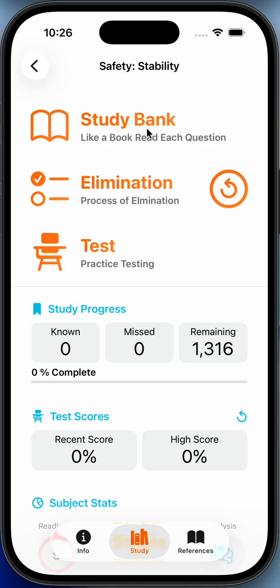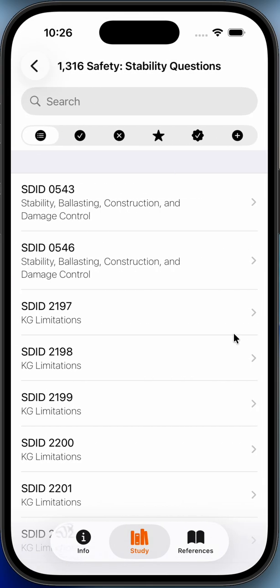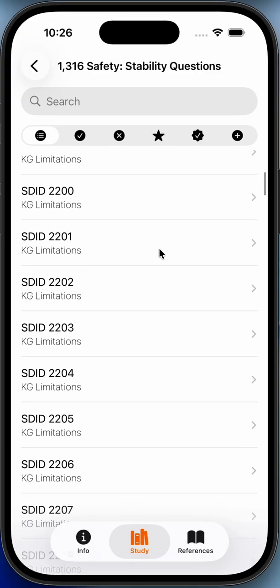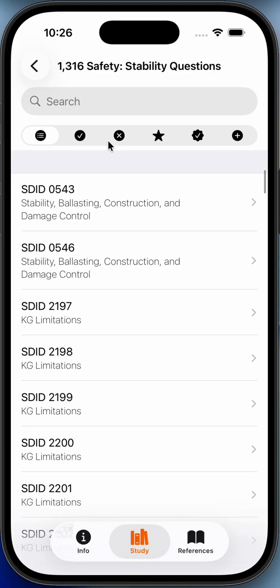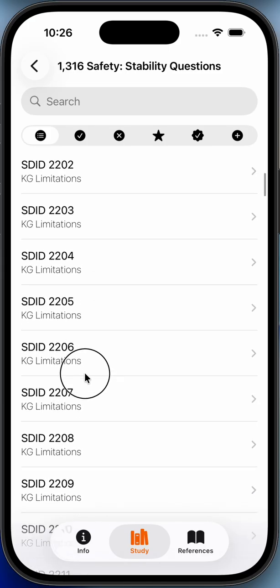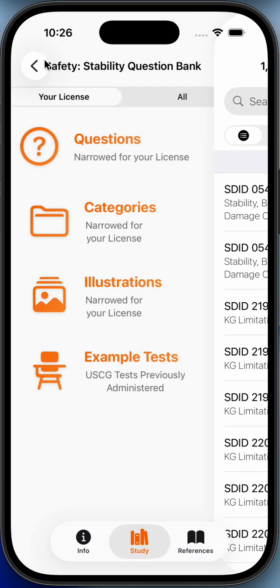The sub-subject matters the most in the study bank and the elimination. So if I go into study bank and I go to my license questions, these are all the questions that pertain to my license. That is just stability questions. And you can see that here in these little categories: kg limitations, stability, ballasting, construction, and damage control.